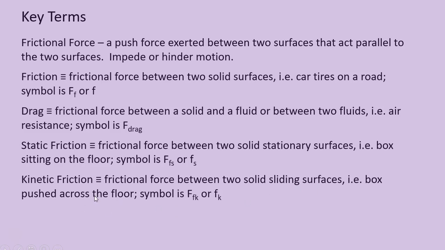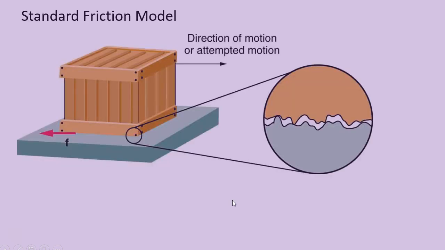Car tires rolling on the road would not be considered kinetic friction, because if you think about it, the tire and the road are not sliding past each other. So let's take a look at the standard friction model. And let me first say this is not a perfect model.